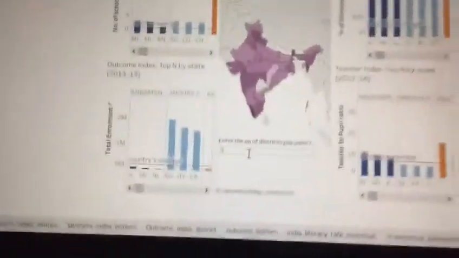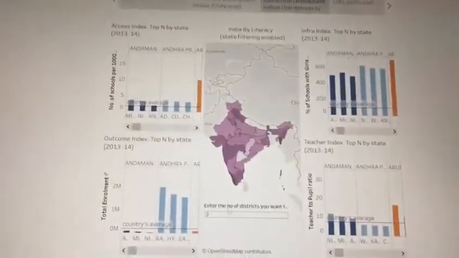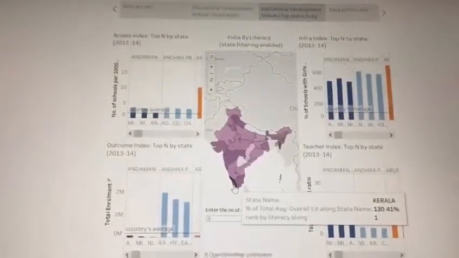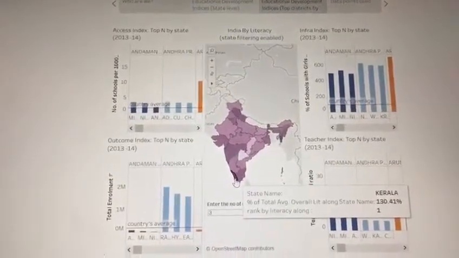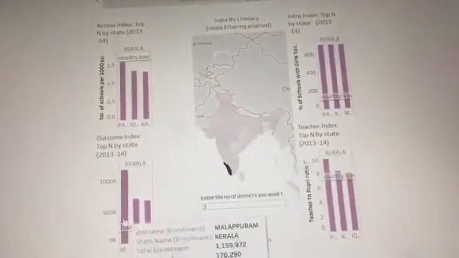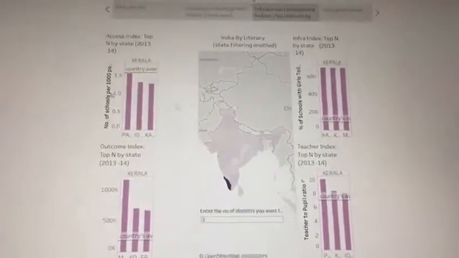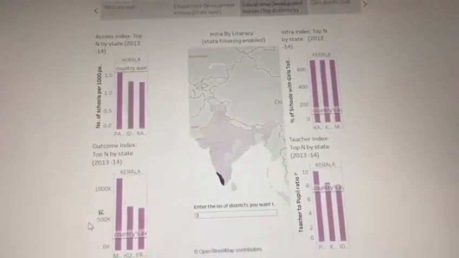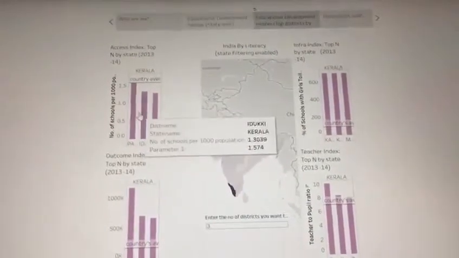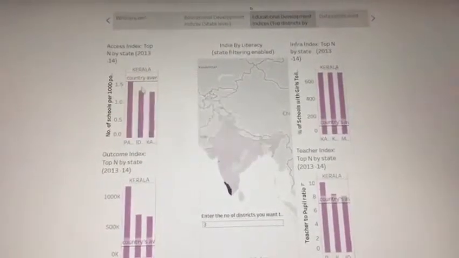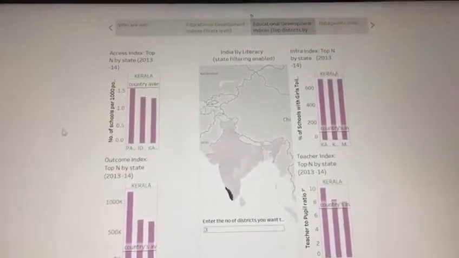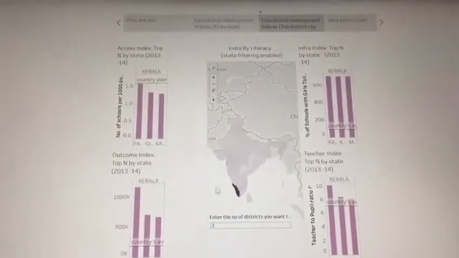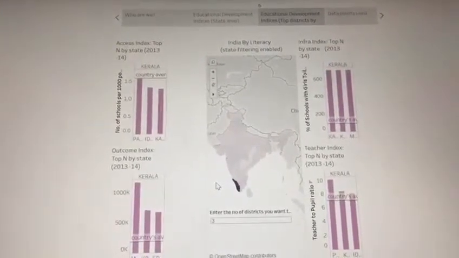Okay, I got this. Let me see. Kerala has the highest literacy rate. Let me click and see which are the top 3 districts. This is interesting. Okay. The top 3 are ahead of the country's average in 3 indices: outcome index, infrastructure index, and teacher index. But even the topmost one is below the country's average, or right close to the country's average. Access index is something that I would want to focus on in Kerala.